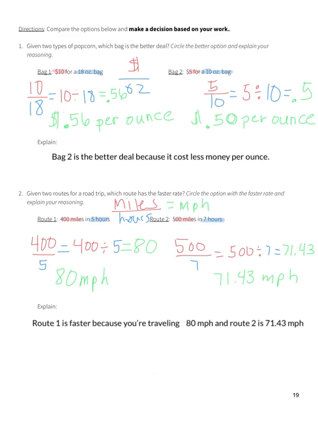Okay, so find the unit rate of both of these. For this one, we end up with 80, so it's 80 miles per hour. And this one over here, Route 2, is 71.43 miles per hour. So which one is faster? Route 1 is faster because you are traveling 80 miles per hour, and Route 2 is 71.43. 80 is bigger than 71, so you know that that one's faster.